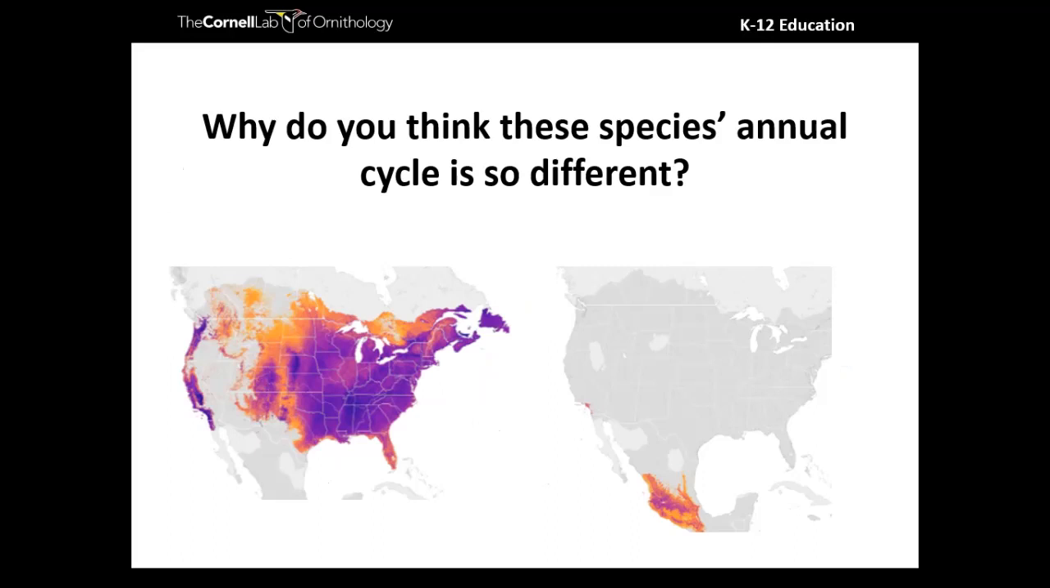All right, so why do we think that these two species' annual cycle is so different? What do you think might be the cause of that? This is where we're starting to get into those cross-cutting concepts, right? We've been looking at patterns. Now we're thinking about cause and effect.